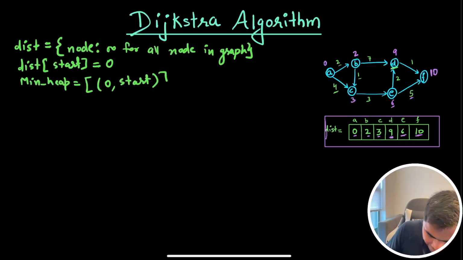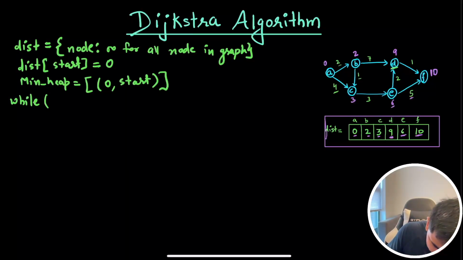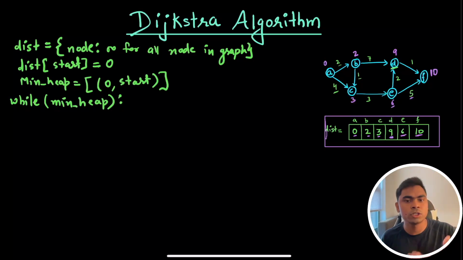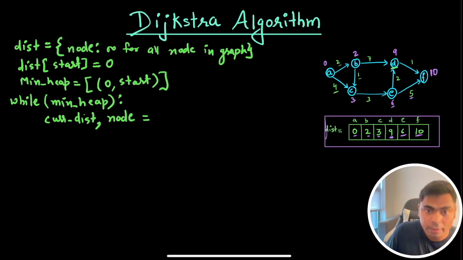All right, I'm writing it in a general view. This start could be replaced with a. Okay, then as we said, we're going to have a while loop: while Min-Heap. What do we do? We're going to pop the most prioritized element, and let's pop it out as first going to be the current distance, and then the node, or you can call it current node, whatever you want to call it.